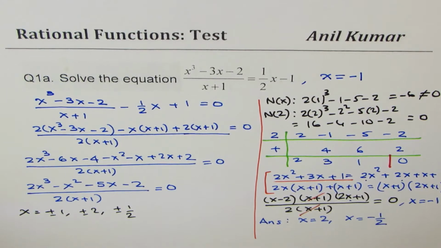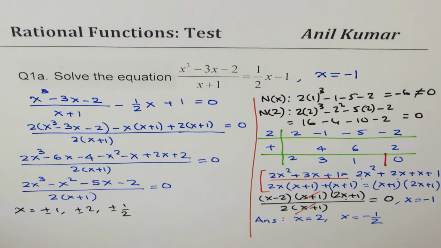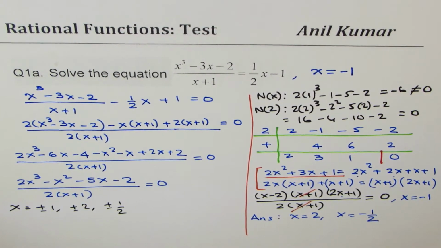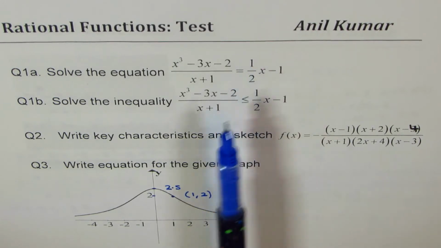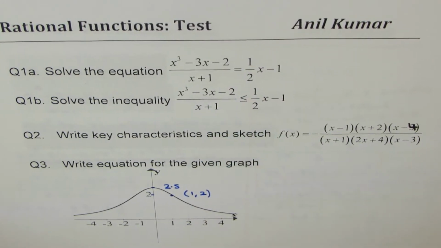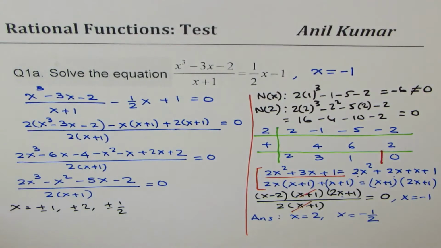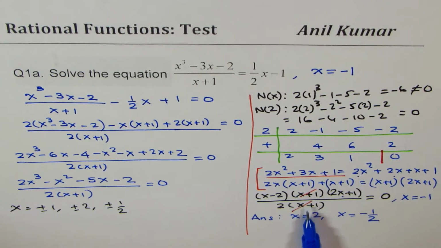Perfect. So I'd like you to go through these steps, understand what we did here, and then we'll move on to question number 1b, which is the inequality, right? So let's go back and see. This is our test paper, same equation but inequality. So we are going to use the factored form to solve the inequality, right? That is the factored form which we are going to start with.